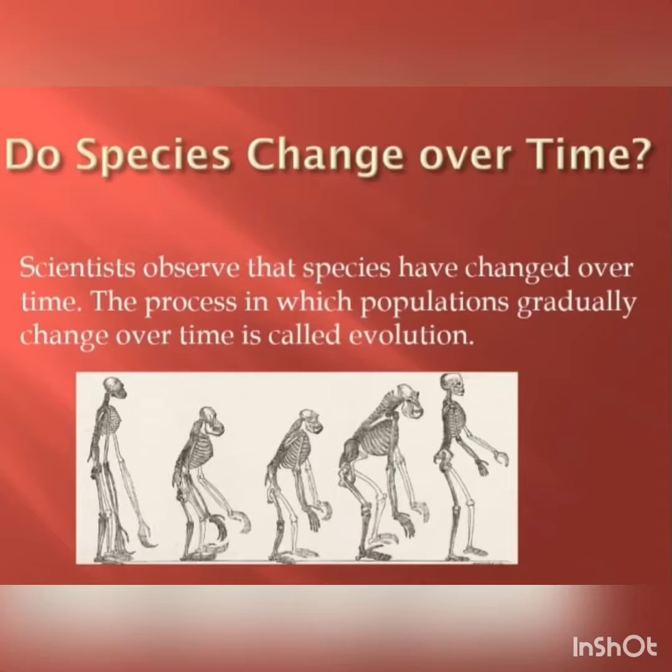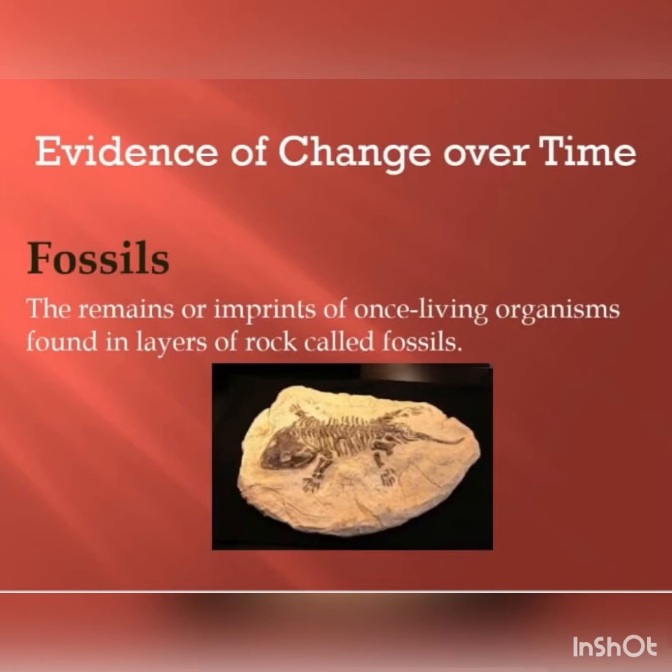Today we're going to talk about evolution and change over time. The process in which populations gradually change over time is called evolution. Evidence of a change over time: fossils are the remains or imprints of once living organisms found in layers of rocks.